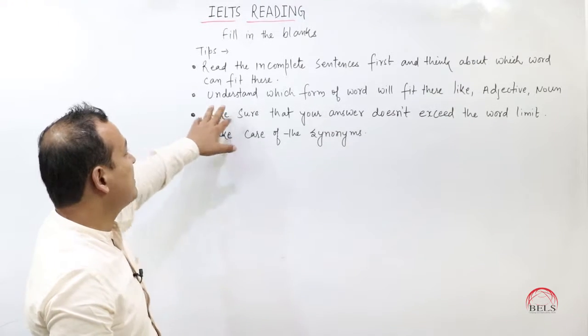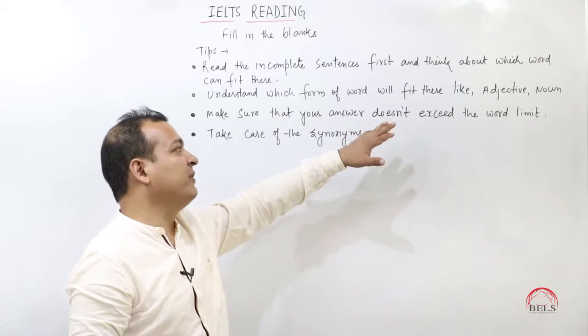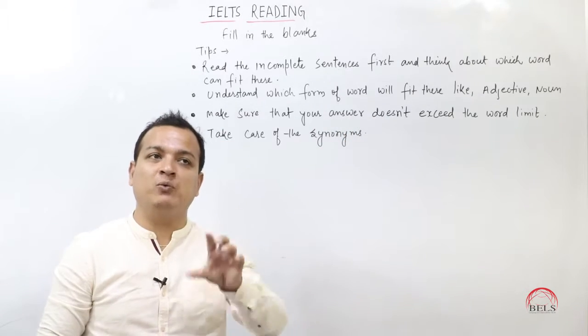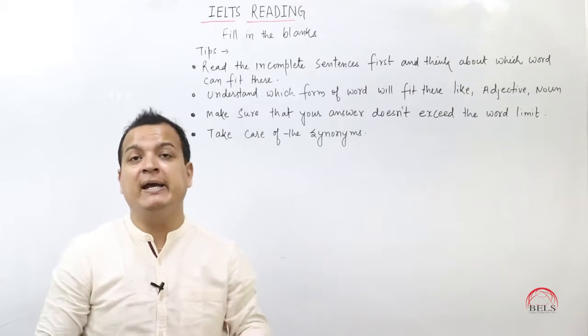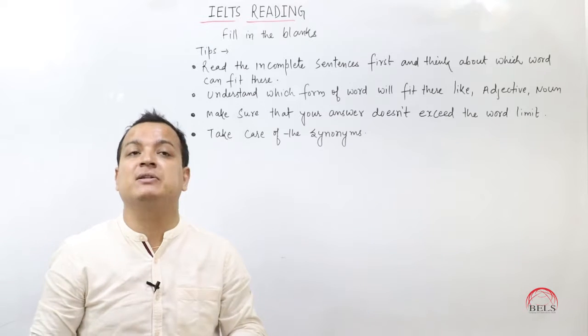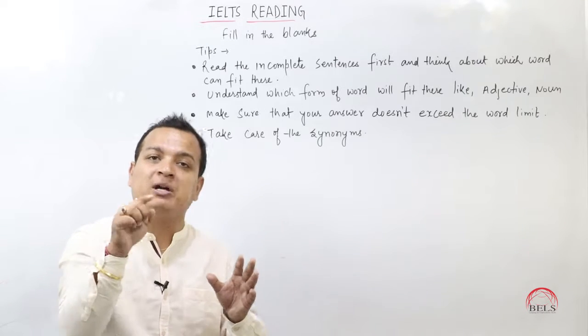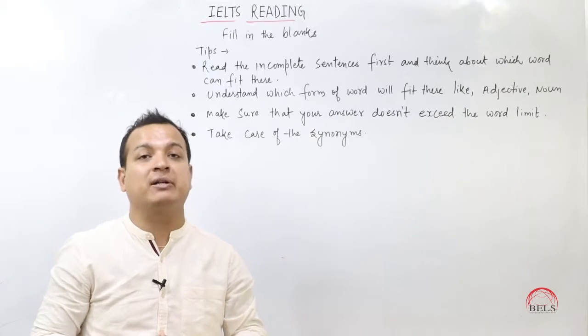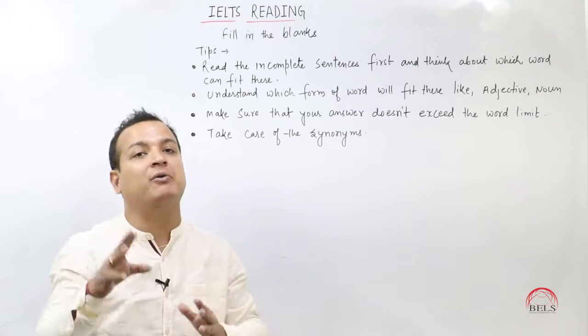Number two, understand which form of the word will fit there, like adjective, noun, adverb. Basically, sometimes the word you find in the passage can be a noun, but you are using it as an adjective. So make sure whether a noun should come after an article like a, an or the. This is also very important. Grammatically the structure should be correct, guys.